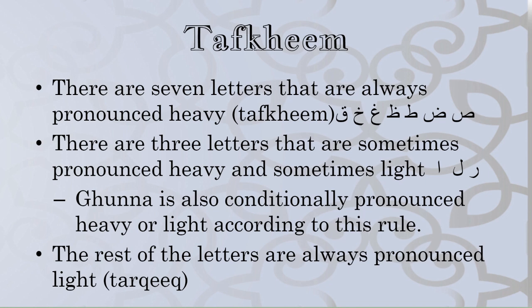I expect you to remember and memorize the top line, which is Sad, Dad, Ta, Va, Ghain, Kha, and Qaf. We've been memorizing them. I also expect you to remember those that are pronounced conditionally light or heavy, but I don't expect you to remember the third category. Those, basically think of it, you just say the top 7 plus the middle 3. If you subtract those, the rest of them are always going to be light. So that should be easy enough to remember.